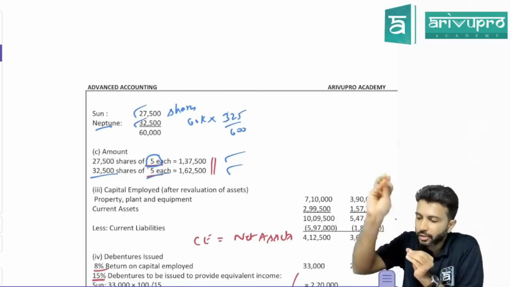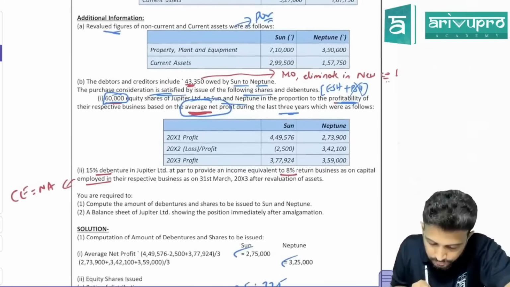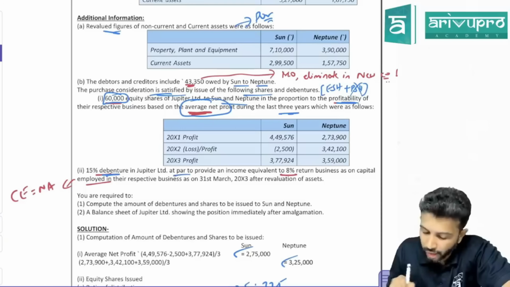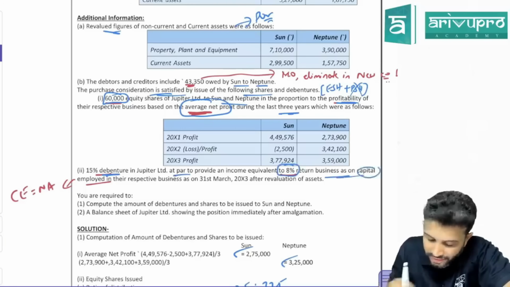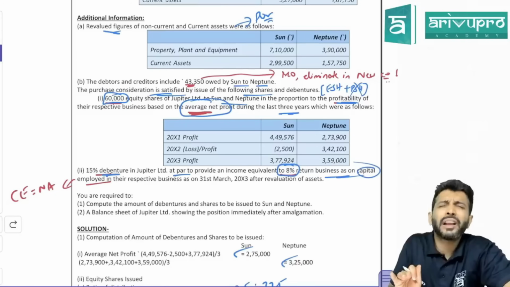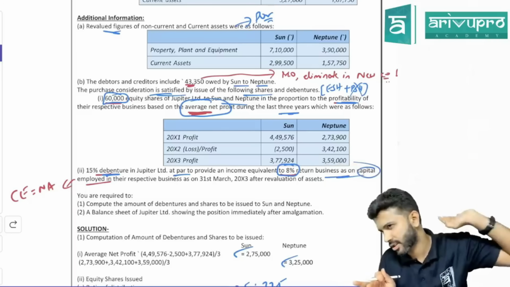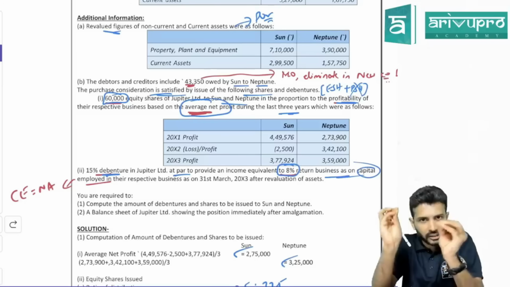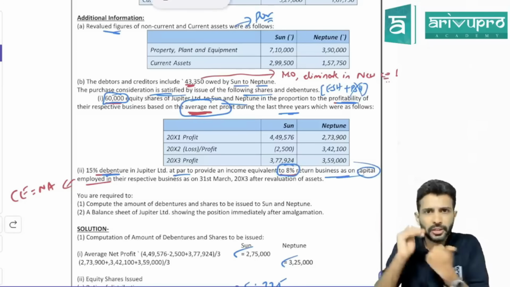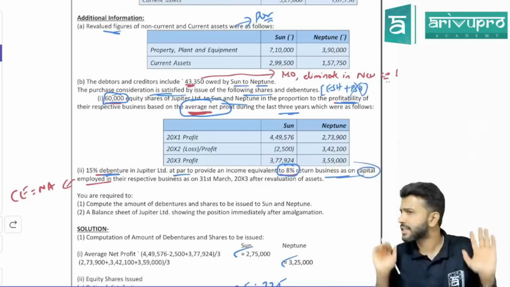Is purchase consideration given only in the form of equity shares or also debentures? Also debentures. Check what they are saying for debentures. 15% debentures in Jupiter Limited, new company, at par to provide income equivalent to 8% return on capital employed. Capital employed is nothing but shareholders' funds, which is nothing but net assets. So 8% return on capital employed means first we need to calculate net assets and multiply by 8%. Let's calculate that.